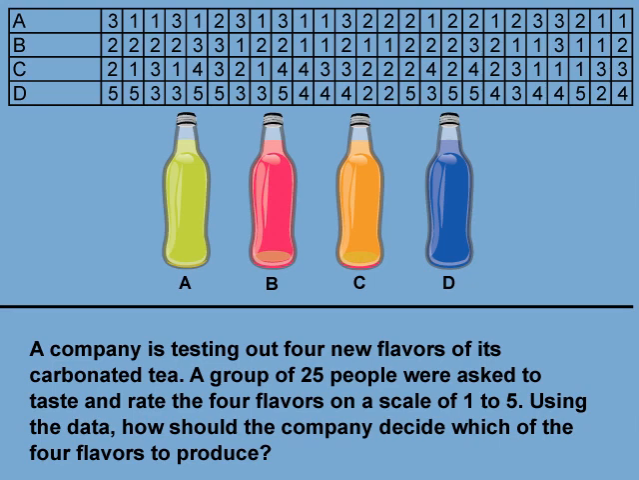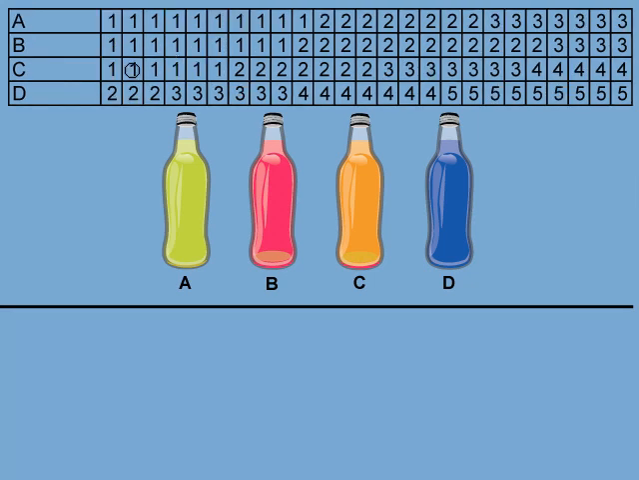This is another example where the mode is a preferred measure. If we find the mode for each of the beverages, the one with the highest mode represents the most popular flavor. This table shows the same data, but organized from least to greatest and going from left to right. In this format, it's easier to find the most frequent data item.